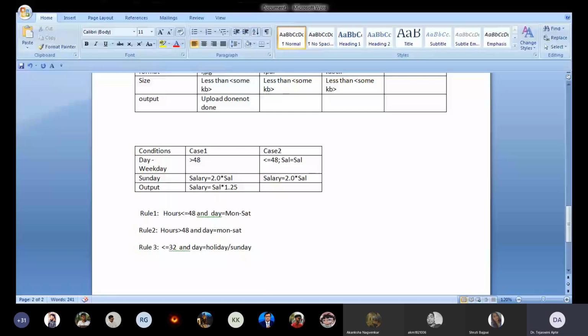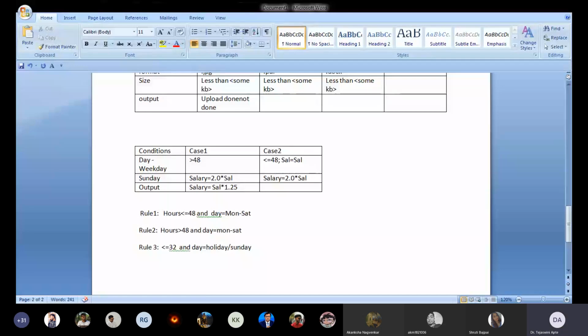Are you able to understand the fourth point, my dear students? Can anyone tell me the condition as well as the action? Action is going to be your output. So the condition is true, which true? Holiday or Sunday, see page 129. Holiday or Sunday, this is true. Then what is going to be the output? 2.00 of salary.